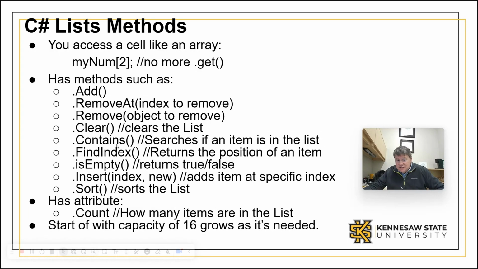Clear removes everything, contains tells you if something is in there, it's a Boolean. Find index will tell you where something is in the array list. That one's really handy. Is empty tells you if you're empty or not. Insert is how you specifically put something in a particular cell. If you needed it to be in cell 4, but you have nothing else in there, you would do an insert instead of an add. An add will always put it in the next available cell. Sort sorts the list. Count tells you how many items are in there.